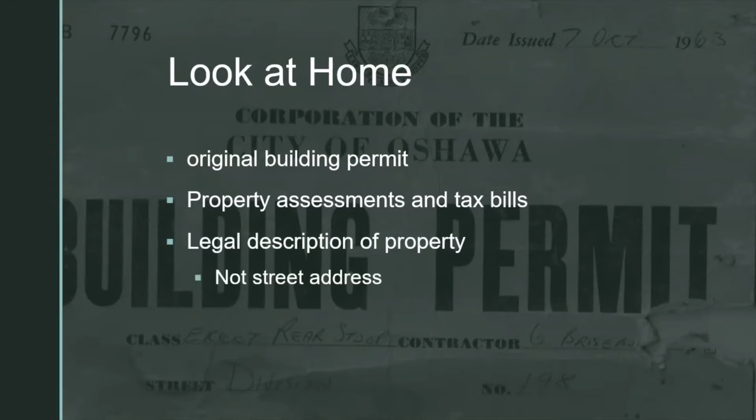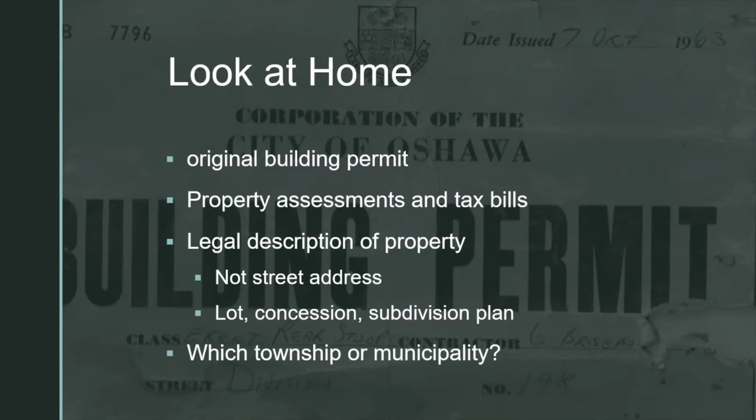Now, this is different from the street address of the property. So if you live at 198 Division Street, it is not known as that legally. The legal description is its lot and plan number. And so that's something to be aware of. You can't really look into the history of your property without knowing the lot and plan number. And this is where you need to look at different documentation to give you that information that will lead you to other records further back in time. And also, which township or municipality is the property within? Now, in the city of Oshawa, over time, the jurisdiction and dividing lines between communities has changed.